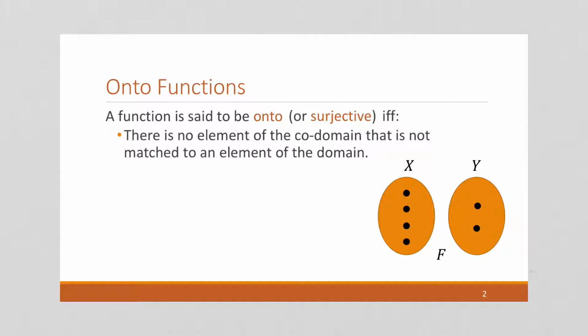Okay, so a function is said to be onto or surjective or many-to-one if and only if there's no element in the codomain that is not matched to an element of the domain. So, for example, this is an onto function. And again, you can get the idea of many-to-one because there are many inputs hitting that one output.